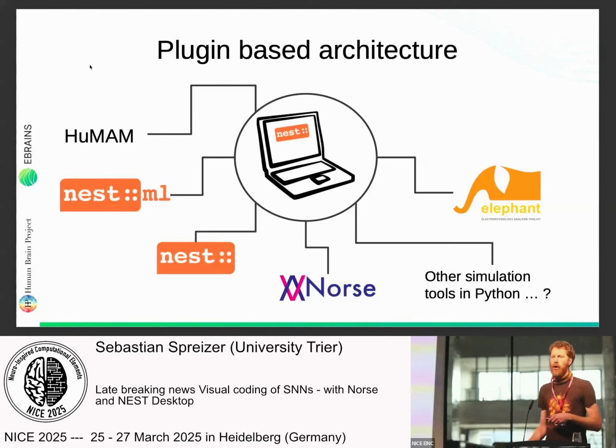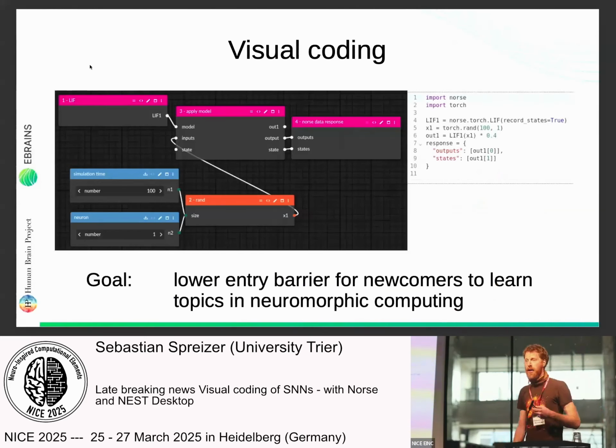I want to integrate Norse into the NEST Desktop front end. The big challenge is how to make a proper interface for Norse. So my approach is visual coding of a code graph, which represents different components of code. The goal of NEST Desktop is to lower the entry barrier for students or newcomers in this complex and difficult topic of neuroscience, neurocomputing and neuromorphic computing.